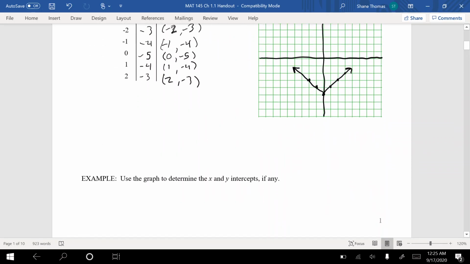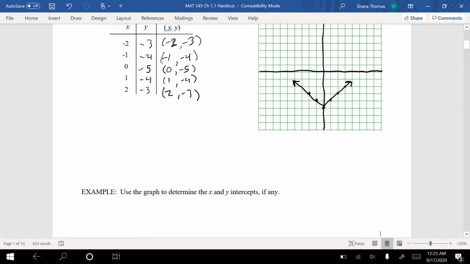Alright, so looking at this graph now, I'm going to use the graph to determine the x and y intercepts, if any. Now I'm going to extend this a little farther so we can see where we're at. So, x-intercepts. X-intercepts are where the graph crosses the x-axis. Looking at this one, we're going to cross at 1, 2, 3, 4, 5. And on the negative side, 1, 2, 3, 4, and 5. So our x-intercepts are going to be -5 and 5.